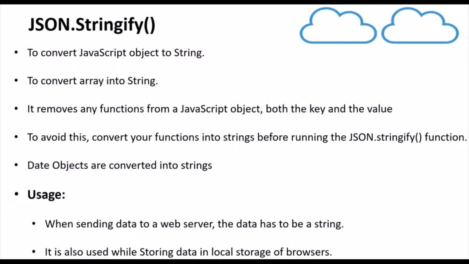Further, if your objects have date objects as properties, those are again converted into strings. So later on, if you want to convert that stringified object back into a JavaScript object, you need to make some changes. What are the use cases of JSON.stringify? As we see, it can be used when we are sending data to a server, so it has to be in a string format.